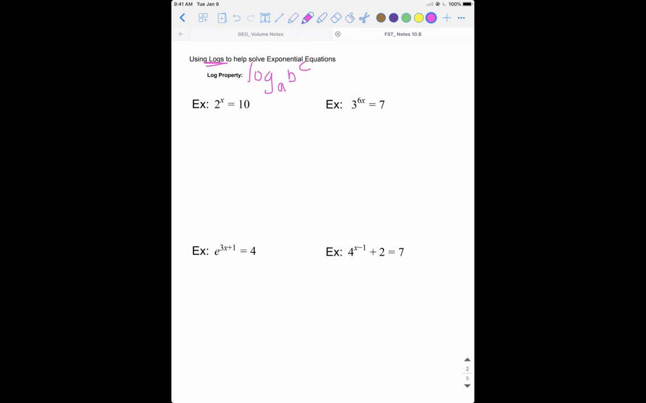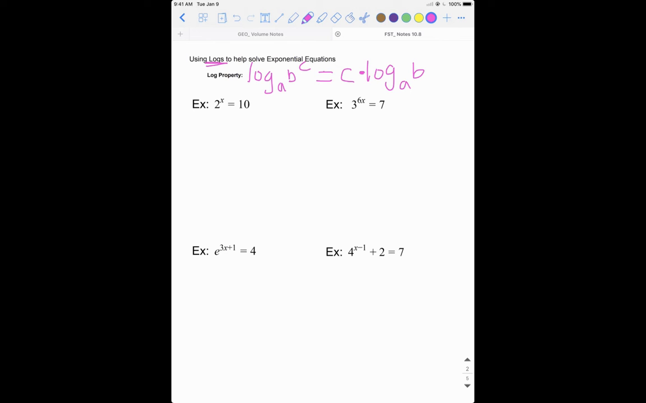So this is log base a of some number b to the c power. That lets us bring the c out front, and we get c times log base a of b, right? And this is our very important log property for solving, because it brings this exponent down. It gets the exponent out of our exponent, and so then we know how to deal with multiplication. So let's try to look through this one.